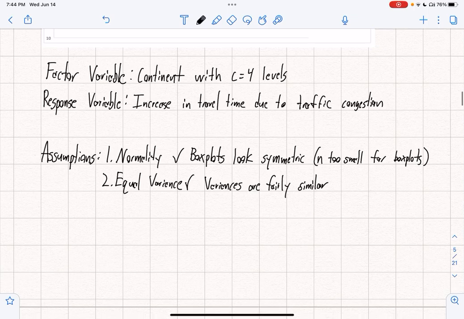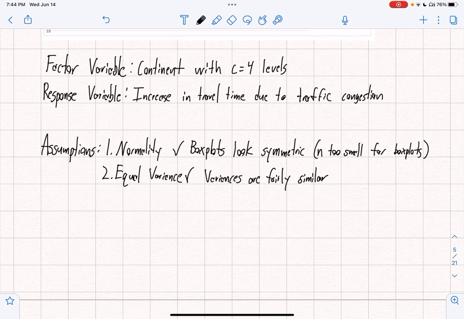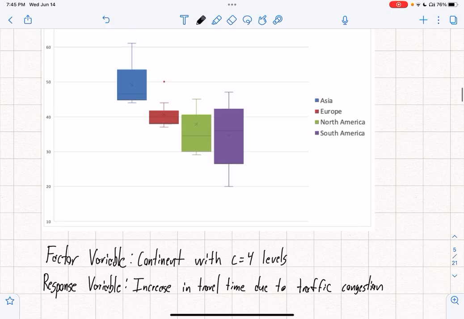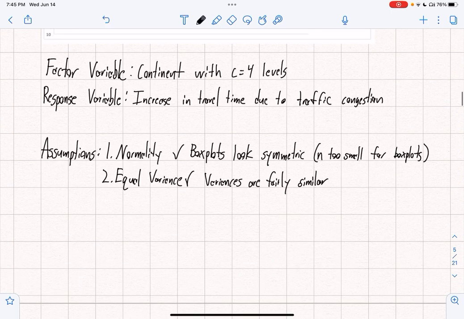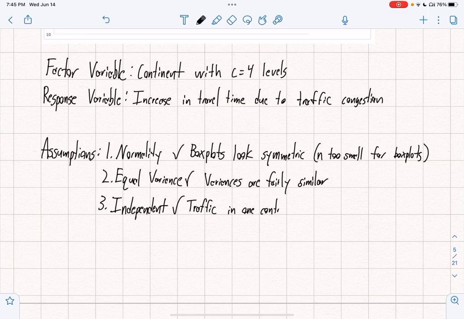Of course, for this class, when we do examples, we kind of need these assumptions to hold true. But it is important that we keep track of what our assumptions are as we work through these problems. So we definitely need to know what our assumptions are. So independent, and that's true, yes. We could say traffic in one continent doesn't affect traffic in another continent.